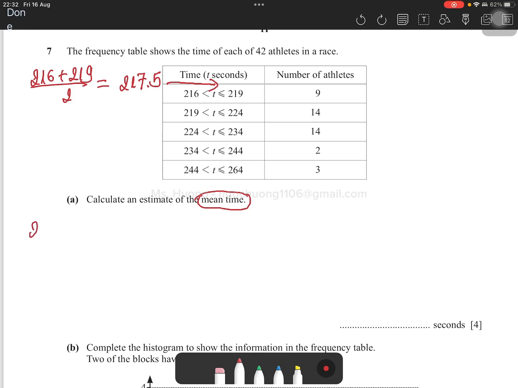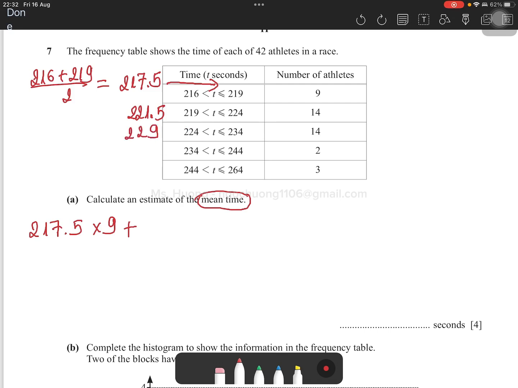Then I multiply this middle value by the frequency 9. That is the first. For the second, 219 plus 224 is 443. 443 divided by 2 is 221.5. Next, 224 plus 234 equals 458. 458 divided by 2 is 229.